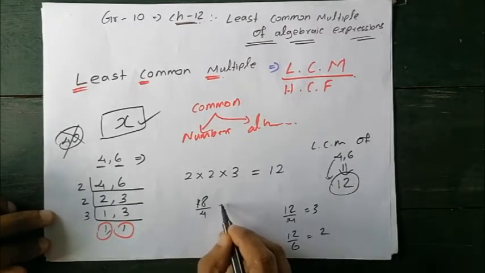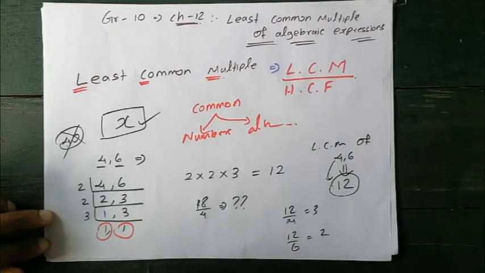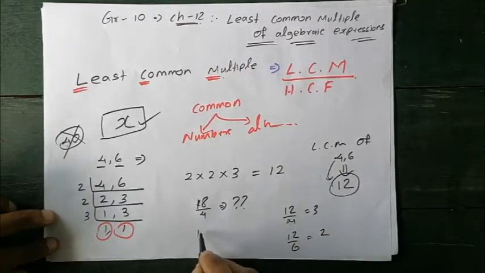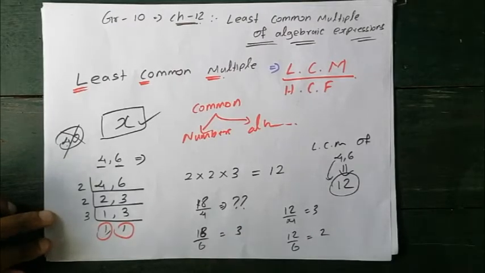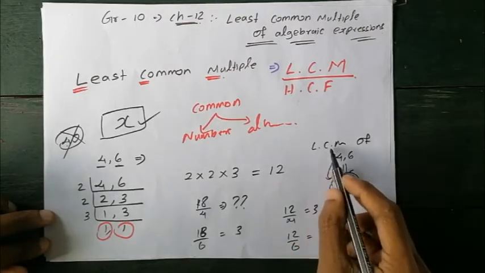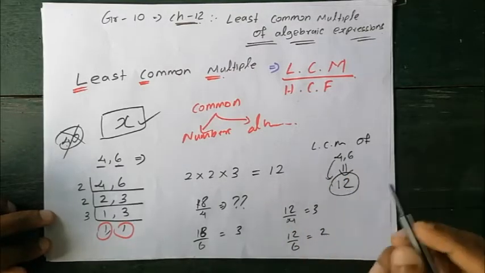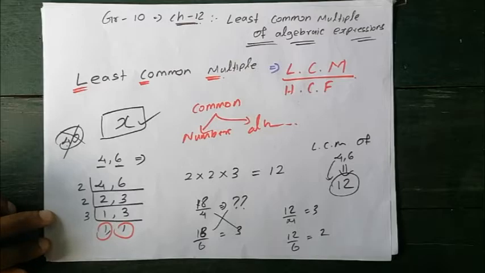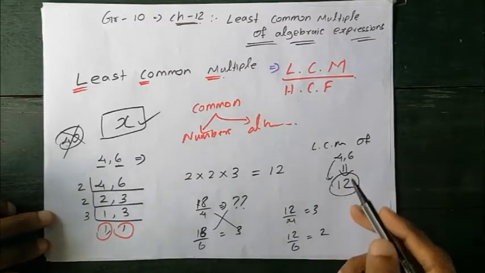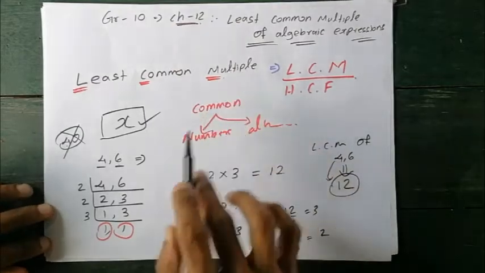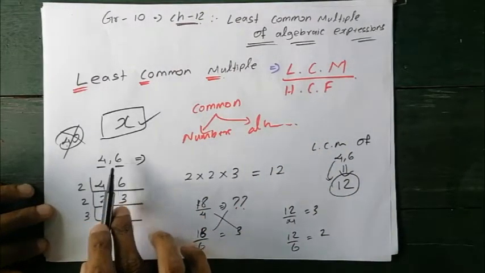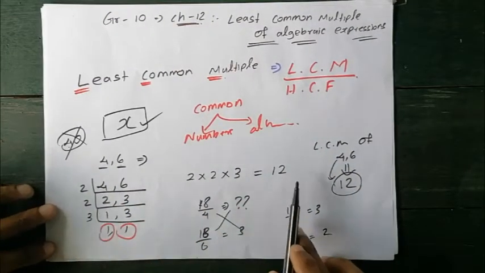Can we divide it by 4? No, we have some remainder. 18 divided by 6, it's 3. So you can say 18 is the least common multiple of 4 and 6? No, because both values are not divided. So least common multiple means the given values divide the LCM.